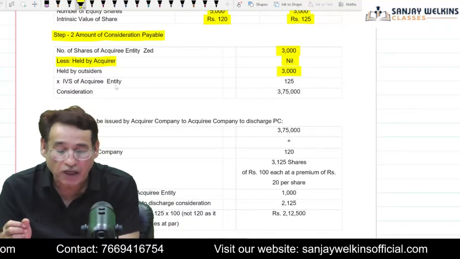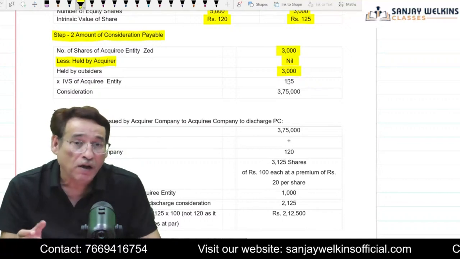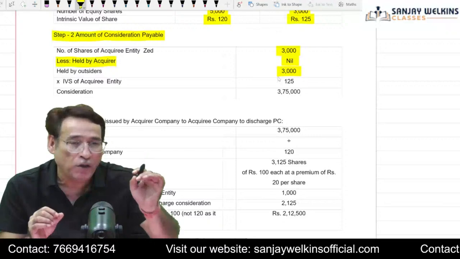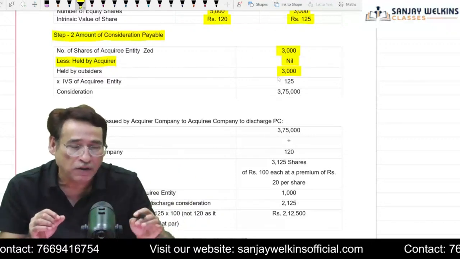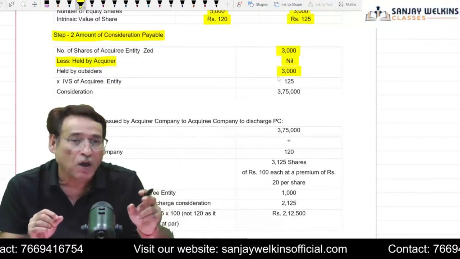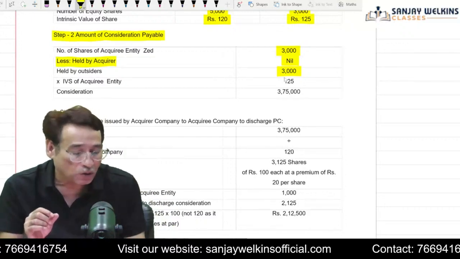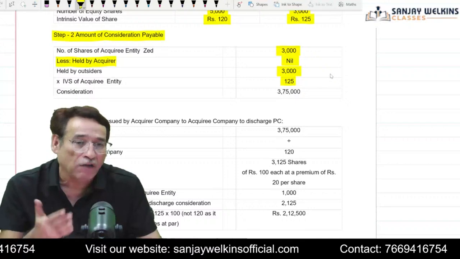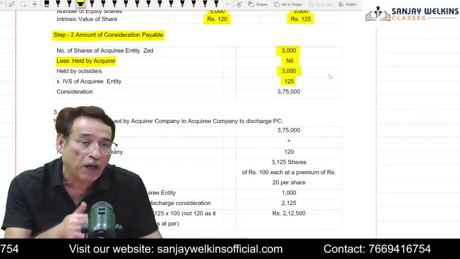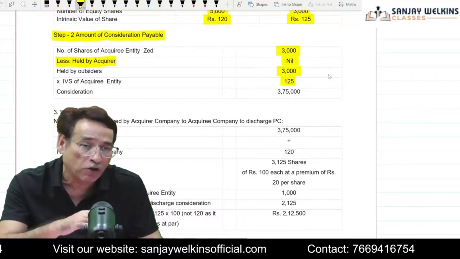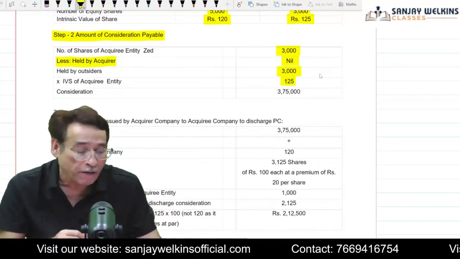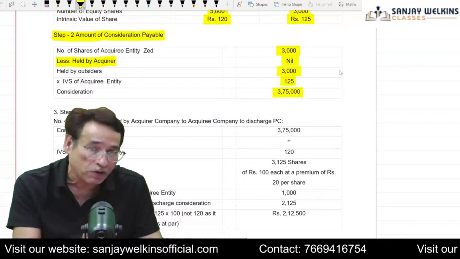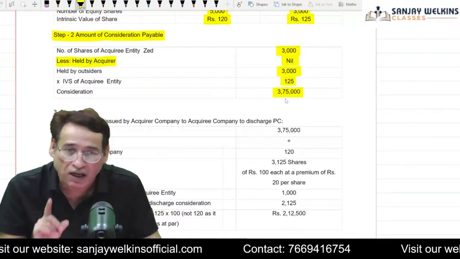Now I will multiply it with the intrinsic value of share. Whose intrinsic value of share? I am supposed to make payment to 3000 shareholders of the acquiree entity. So the value of 3000 shares of the acquiree entity, if I want to know, I will have to multiply it with the intrinsic value per share of the acquiree entity. So we can say the total value of 3000 shares of the acquiree entity is 3,75,000.